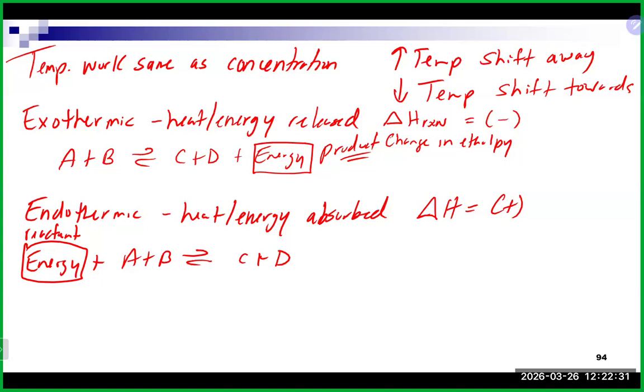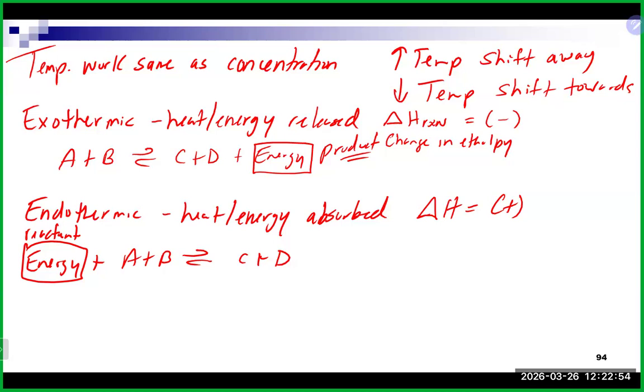If you increase the temperature, you will shift away from the reactant side, go toward the product side. In an endothermic reaction, if you decrease the temperature, it will go towards the reactant side. Again, in this situation, you can think of it either as increasing reactants or decreasing products. Questions on temperature.